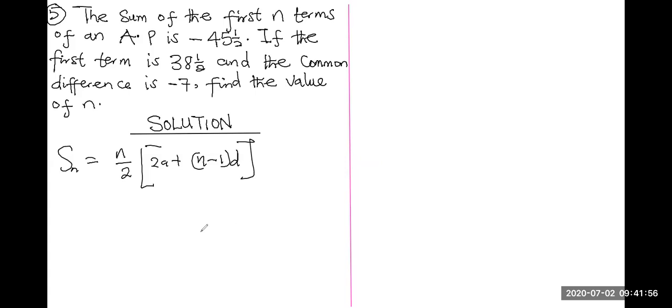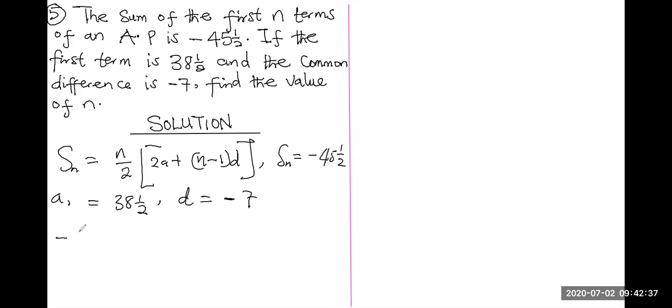Okay, we are asked to find the value of n. We are told that the sum of the first n terms of an AP is minus 45 and a half. So, all right, our Sn is equals to minus 45 and a half. All right, and our a is equals to 38 and a half. Okay, and our d, our common difference, is equals to minus 7. So when you plug all these parameters into the equation, minus 45 and a half is minus 91 over 2. So wherever I see Sn, I put minus 91 over 2.